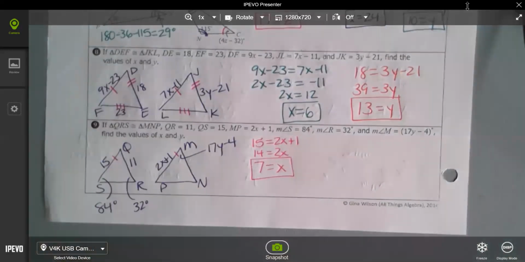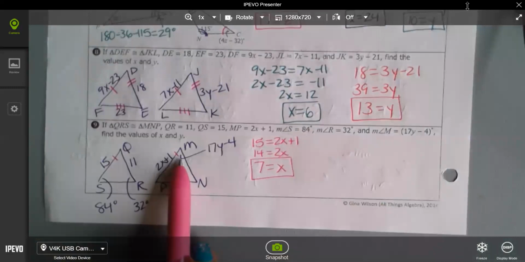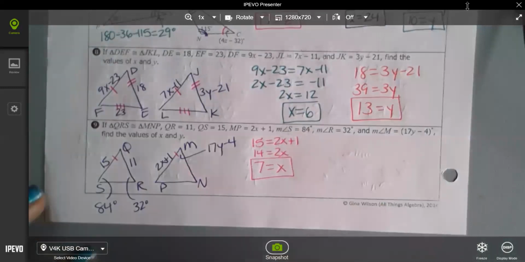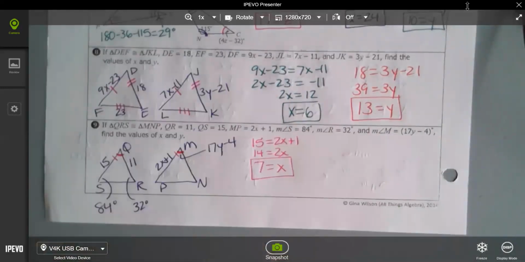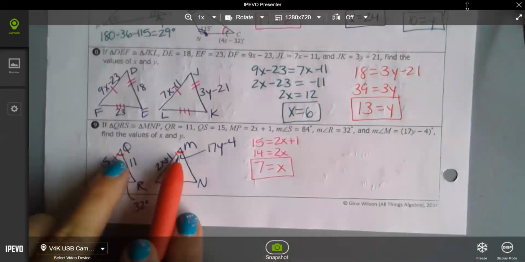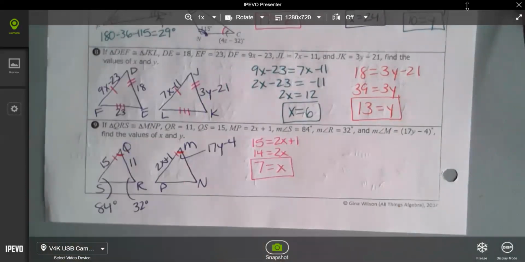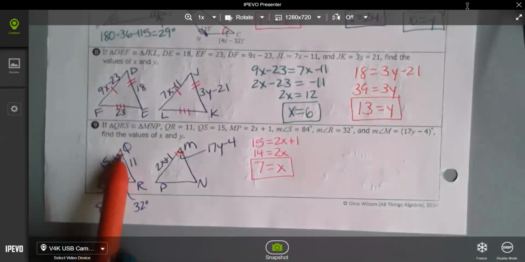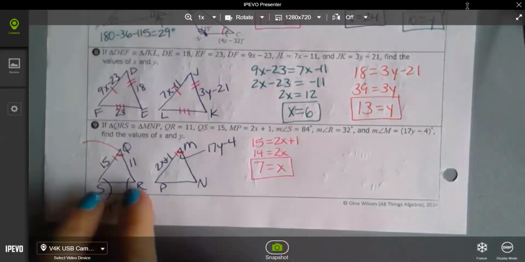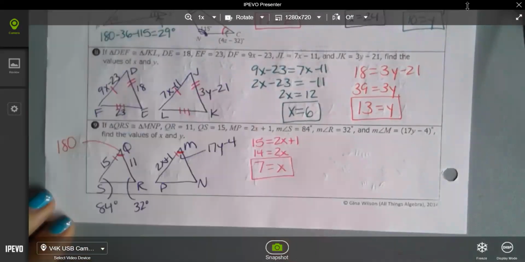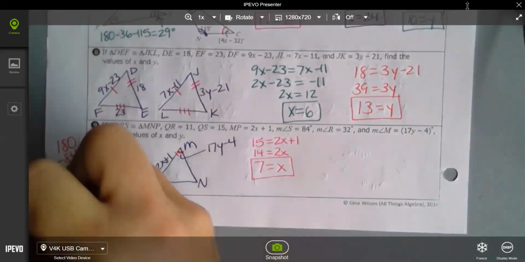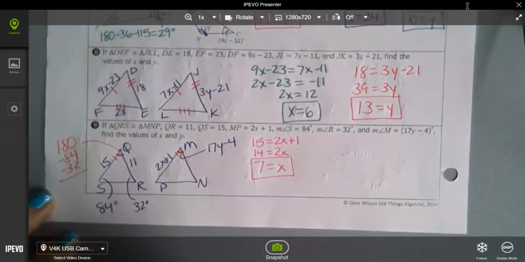All right. Y is in an angle, so I have to figure out what angle that is. I know that angle M and angle Q have to be equal to each other, right? It's the first letters, and I drew my triangle specifically that way, but I don't know what Q is. Can we figure out what Q is? Sure can, because I know these two angles. So how many degrees in a triangle? We got 180, minus 84, minus 32, and that gives you 64 degrees.